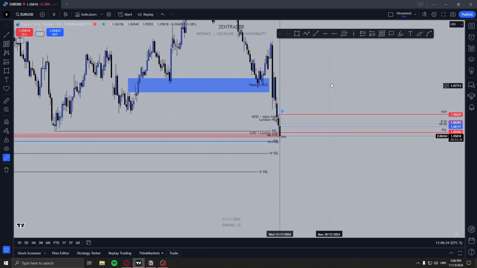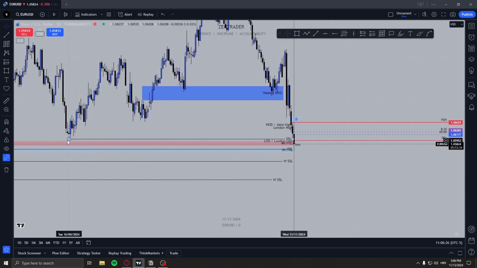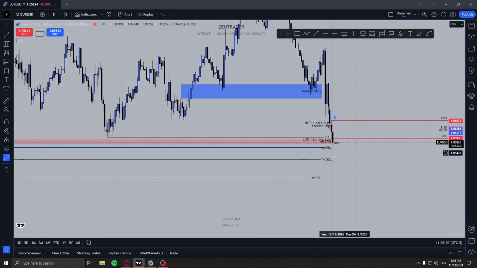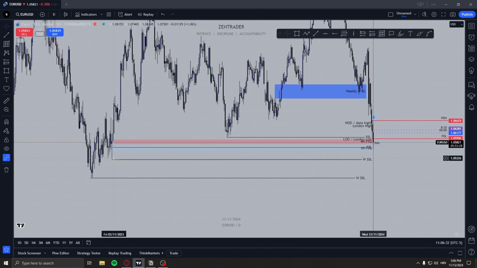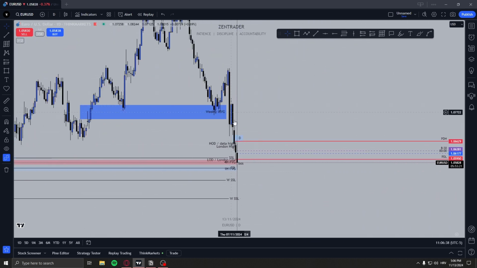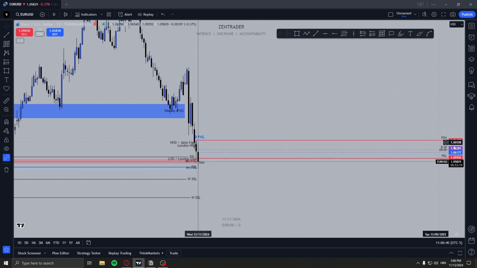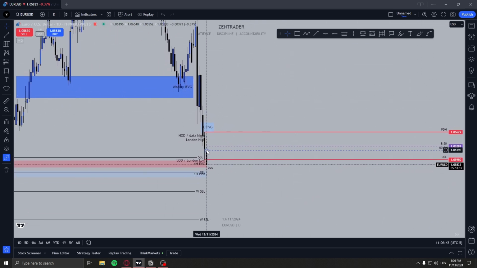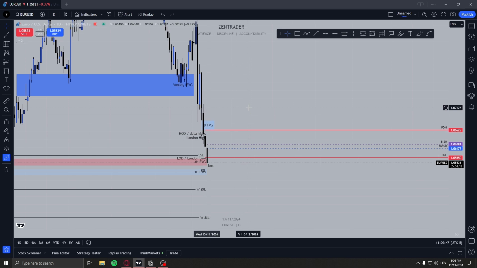Here we can see that price swept this liquidity pool right here yesterday, and today it is moving lower, so we can expect price to maybe reach all of these liquidities, and price did it very rapidly. But at the start of my session we were around here, so I was definitely not biased short or long.